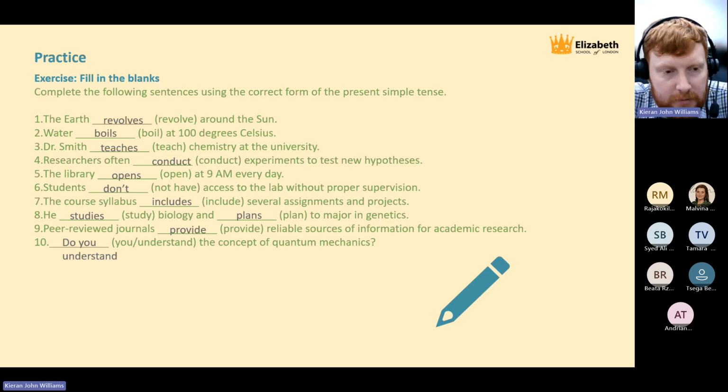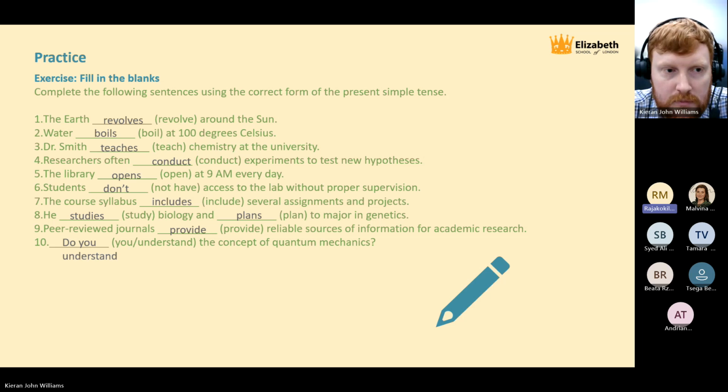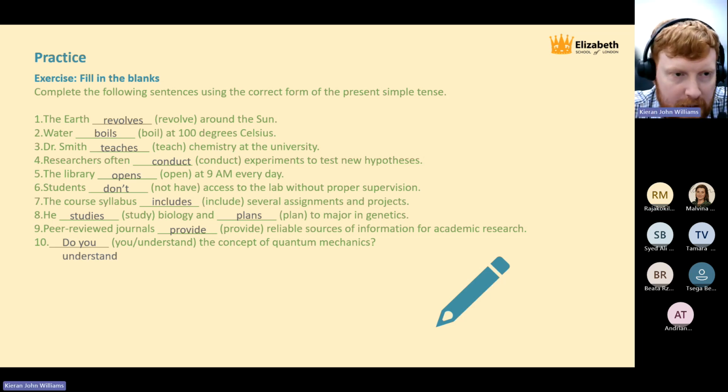So hopefully that was enough time for you to finish this. Can anybody tell me the answer for number two? Boils. Thank you very much. Excellent, and thank you in the chat as well. What do we think for number three? Teaches. Very good, and I see you in the chat box as well. Very good. Number four.